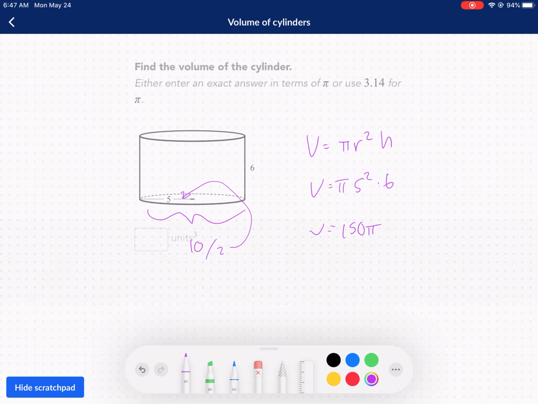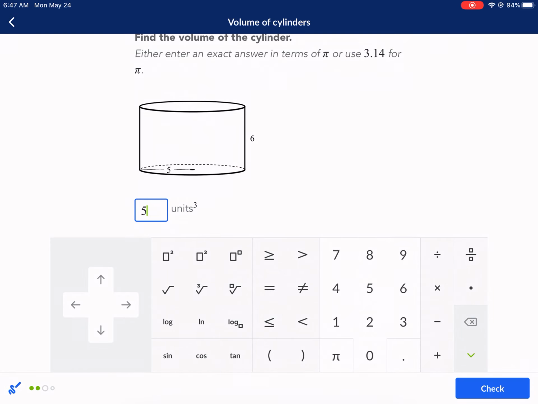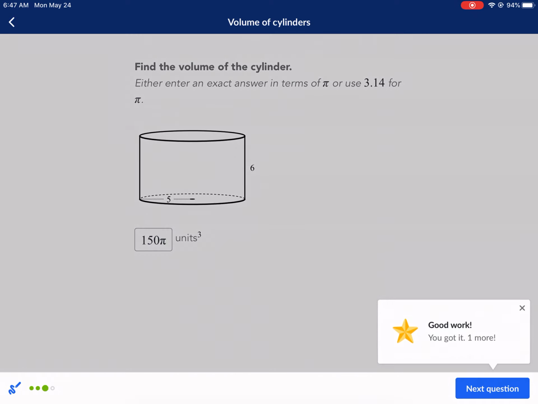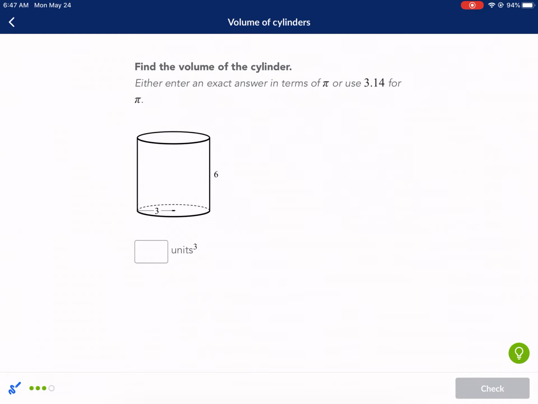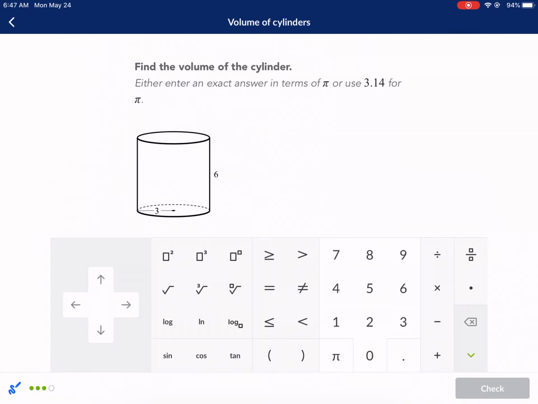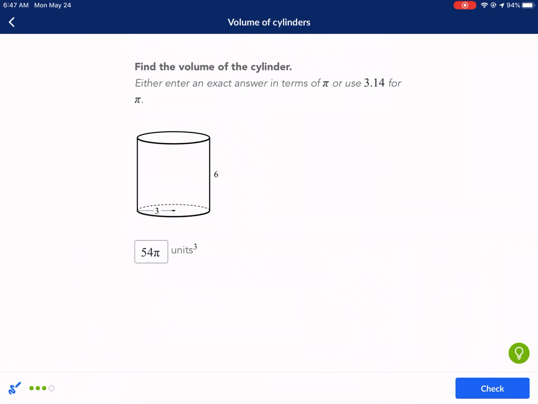This Khan Academy is making it easy for us. 150 pi. Okay, and we have one more, and I'm guessing it's going to make it easy for us. We're just going to do 3 squared, that's 9, times the height, which is 6, and then times pi. So we get 54 pi units cubed, and we're done.